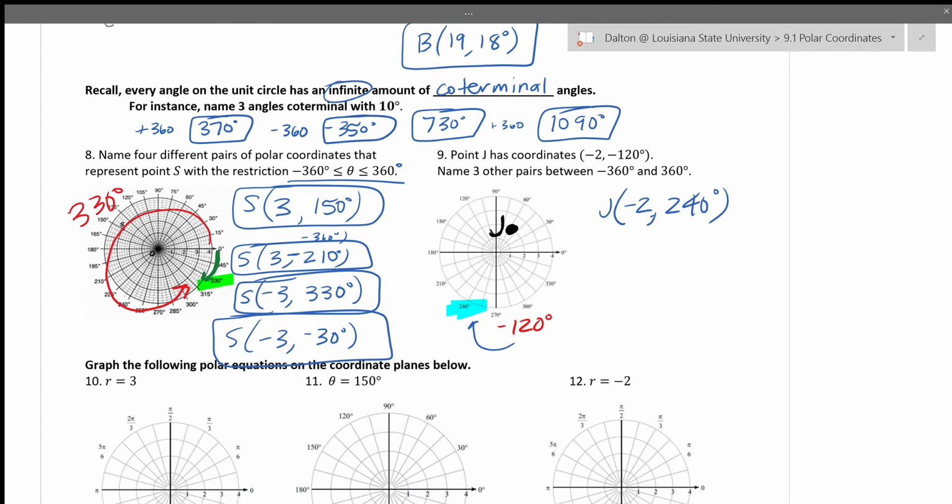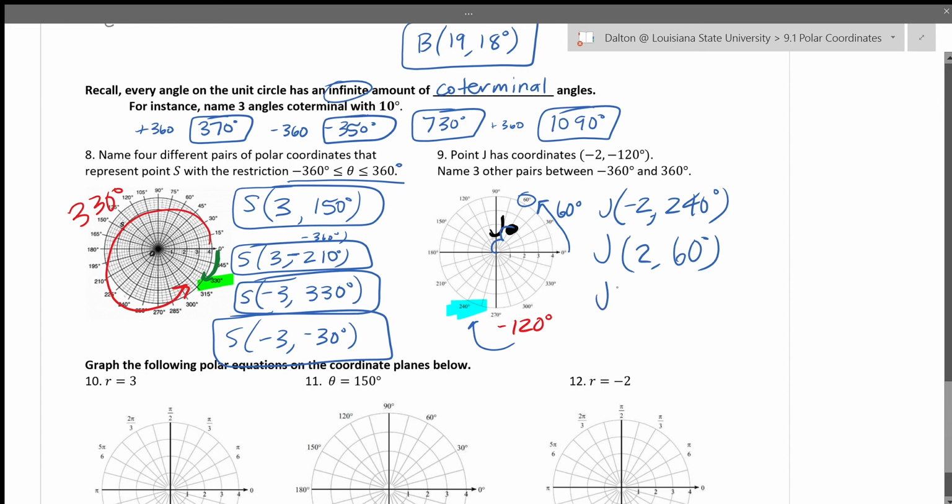Okay, and then the other answers are actually a little bit easier. If I just looked at point J in the positive realm, starting at 0 degrees, it's lying on 60 degrees, and it's got a positive, because it's in the same direction, positive 2. Okay, and then 60 degrees is the same thing as if I went the other direction all the way around the circle. If I subtracted 360 from that, I'd get that J is also 2, negative 300 degrees.